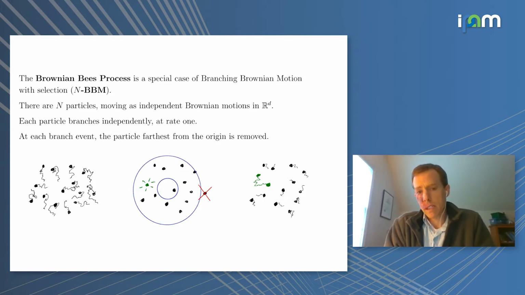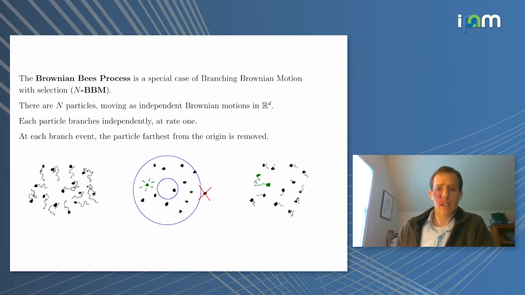They move as independent Brownian motions, and there's also branching. Each particle branches independently at rate 1, and when there's a branch event, there's a simultaneous selection event so that the total number of particles is preserved. I'll assume that the branching is binary, meaning that one particle splits into 2. And so at each branch event, another particle is removed from the ensemble. And the rule is that it's the particle that's farthest from the origin which is removed.